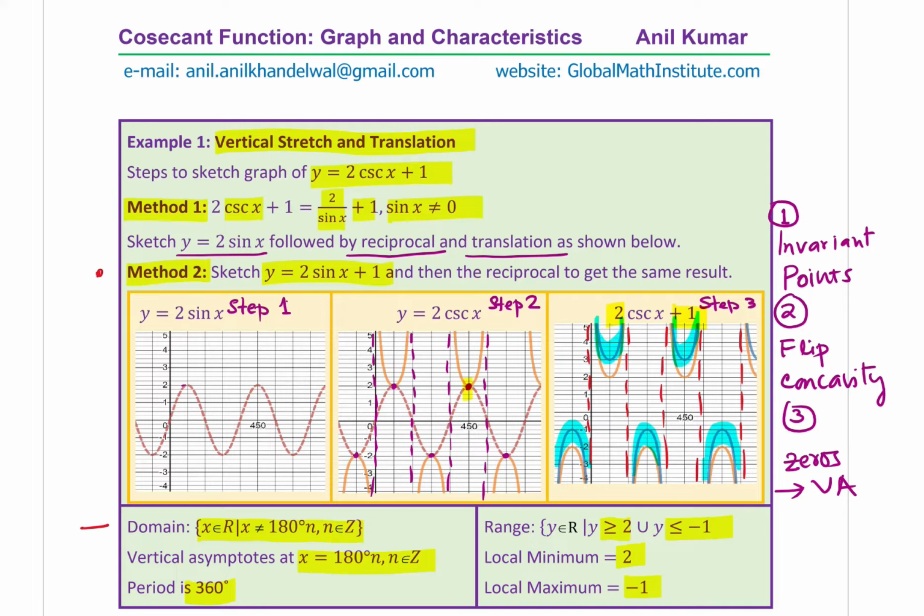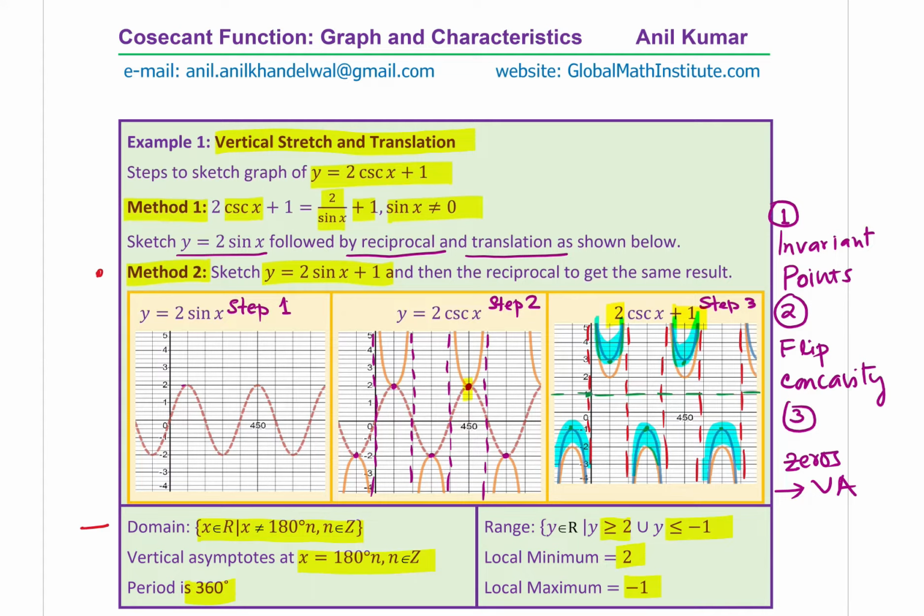What we could have done here is sketch the 2 sine x plus 1 function directly, and then perform the inverse, right? So that is another key idea of sketching the graph. So that could have been done. In this case, you could have sketched the sine function. Let me just sketch it now and show you how it makes sense.